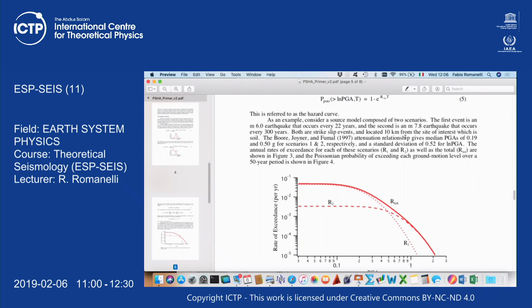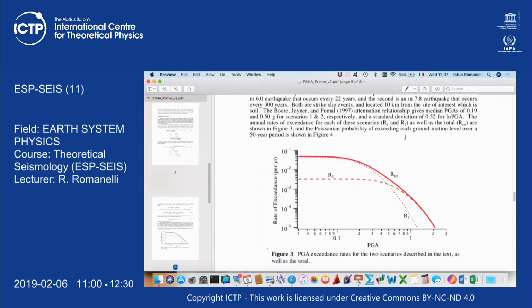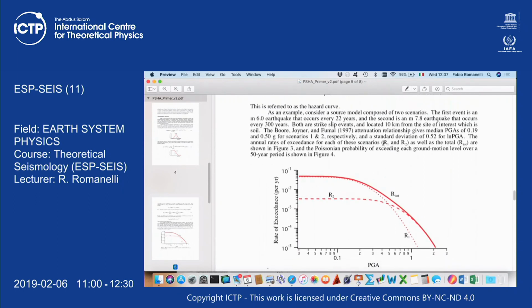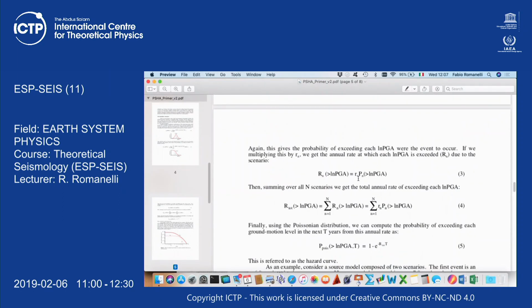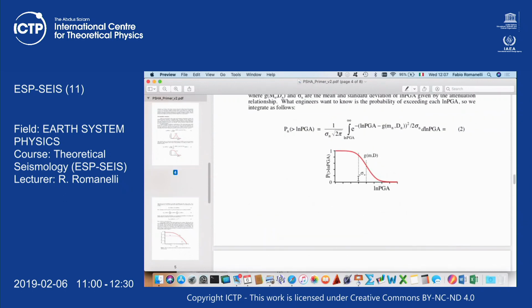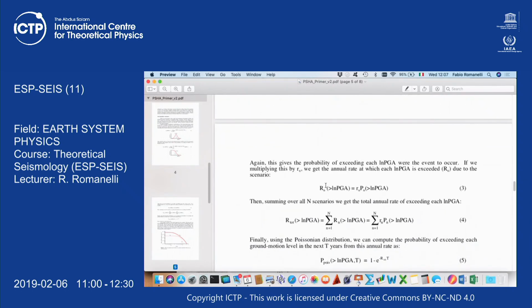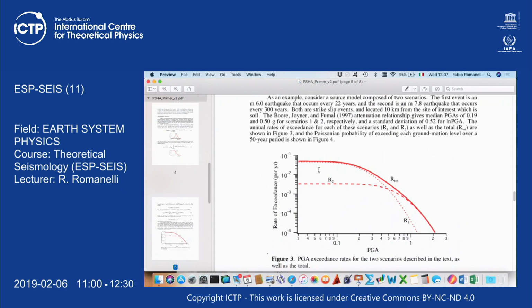Okay, let's try. What you have to do is to take those two magnitudes, go up, look at the distributions, and compute what is called R1 and R2. What is R1, R2? This. So you go to the logarithm of PGA, you compute this curve for both. You multiply then by the Rn. Remember that 1 over 300 is different than 1 over 22. You take these two factors and you sum them. Okay, there you go.